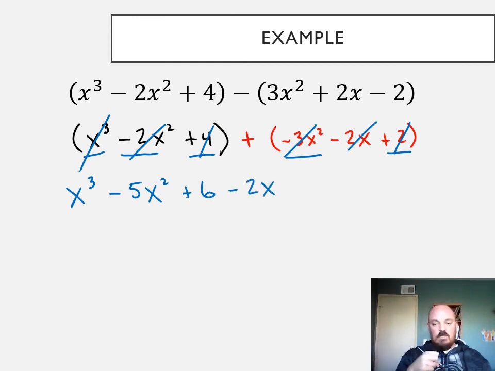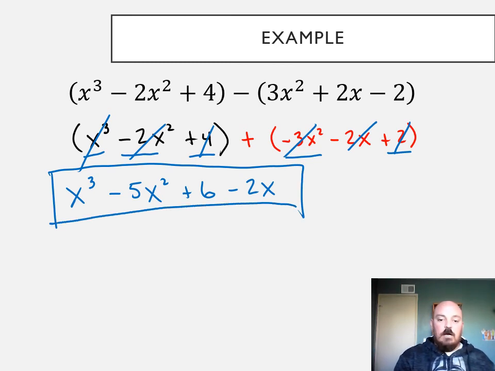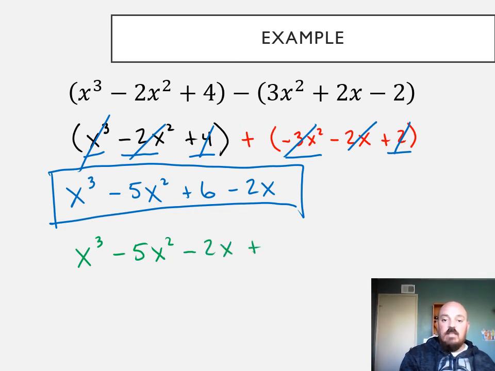Now I scratched them all out, so I know I didn't miss any. I don't have any more common terms to combine. That's my final answer. And remember, the same thing I told you guys when we did adding, if you want to go one step further and put it in standard form, you can basically switch the last two terms. You can put them in order from highest to lowest. X cubed minus 5x squared minus 2x and then plus 6.